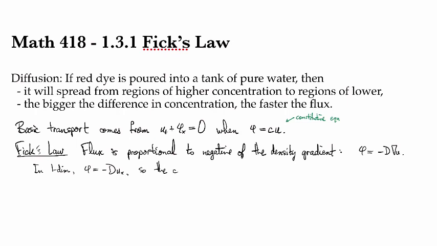So when we substitute this into the conservation law, this gives u_t minus d u_xx equals 0. Okay, and so this one right here is the diffusion equation.